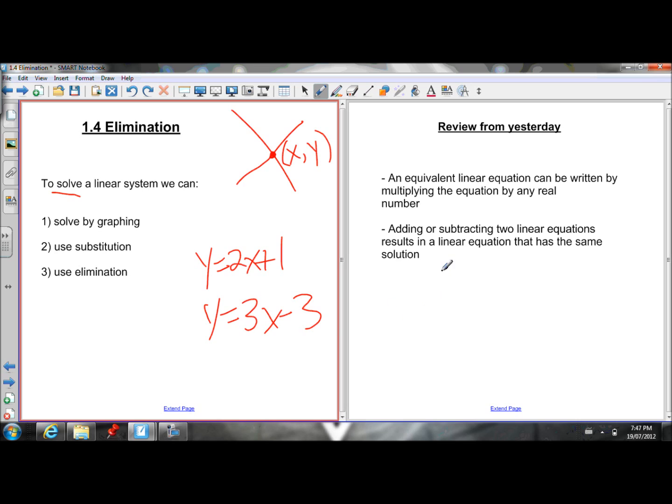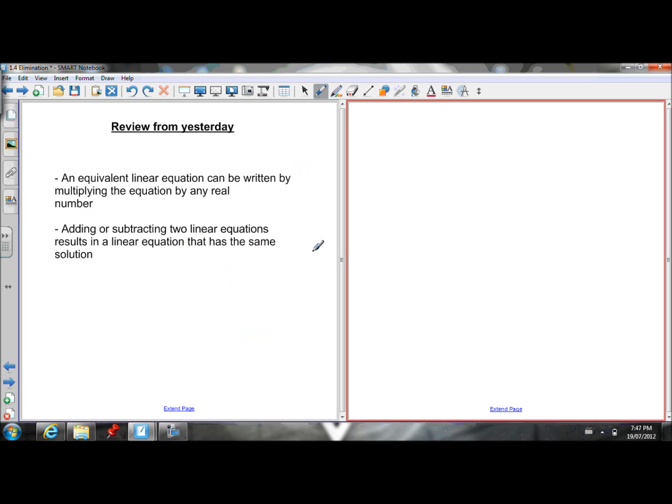Let's review what we learned last lesson. Last lesson we worked with equivalent linear equations and equivalent linear systems. We learned, which will be very important for this lesson, this is what will let us use the method of elimination, that an equivalent linear equation can be written by multiplying the equation by any real number.